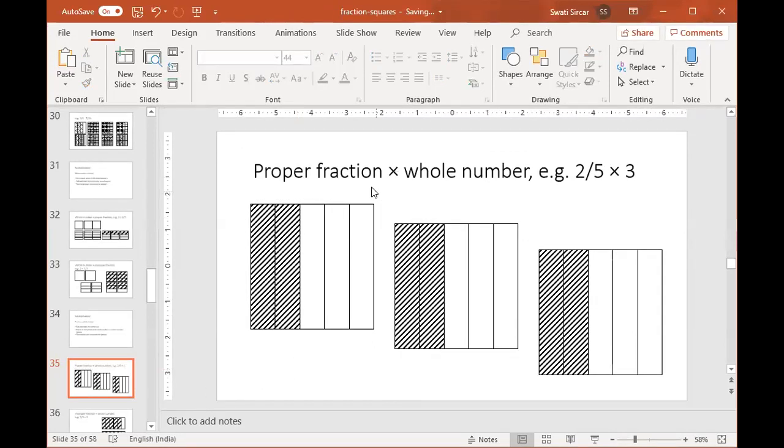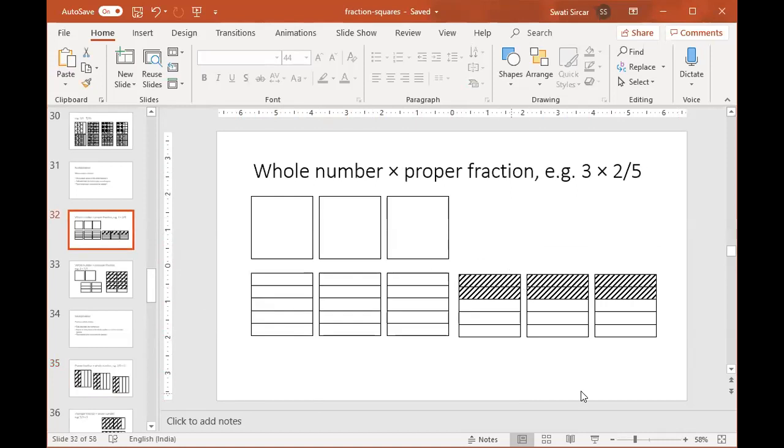So on the other hand, if you are doing proper fraction times whole number, then you start with the proper fraction and make as many copies of that. So you start with 2/5 and then get 2 more. So in total you have 3 times 2/5. Note that if you look at this picture and this picture, they're essentially the same, no doubt about that.